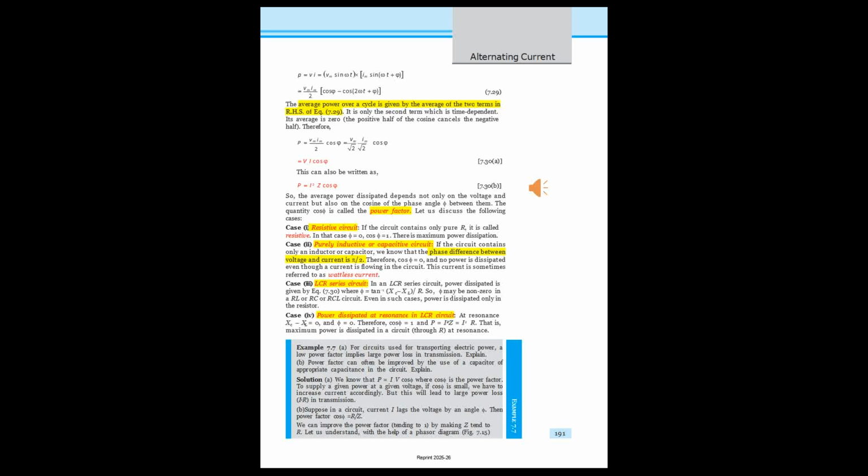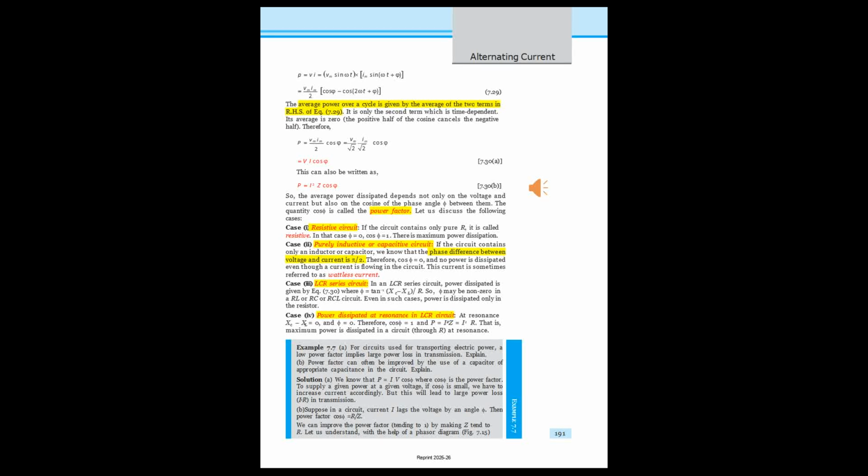So the average power dissipated depends not only on the voltage and current but also on the cosine of the phase angle phi between them. The quantity cos phi is called the power factor. Now we will discuss the following cases. The first case being the resistive circuit. That means if we have only a resistance in the circuit.